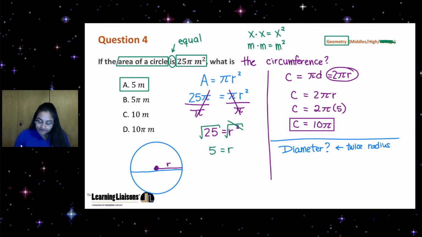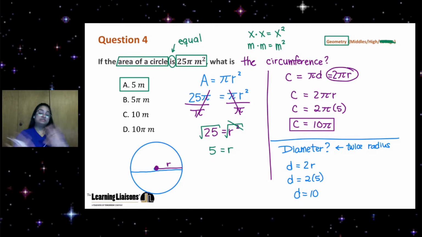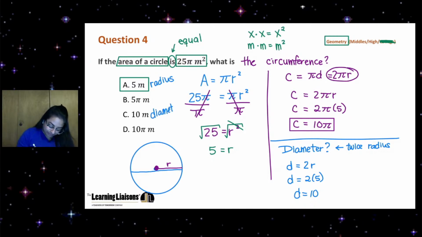So if you're looking at the diameter, you can say it's twice the radius. If we had to find the diameter, we would say that the diameter is equal to 2r. And we have what r is. It's 5. So the diameter is just 10. So based on all the stuff we've been solving for, we have that the first answer is the radius. We have that C is the diameter. And we have that D is actually the circumference.